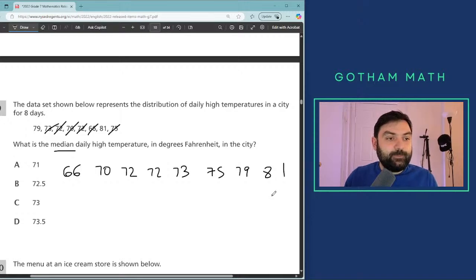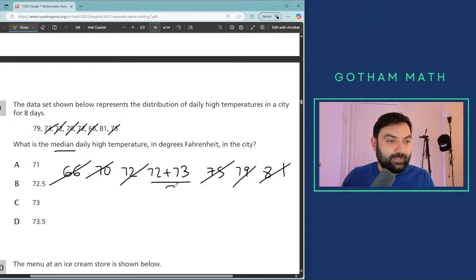Okay? Median is the number that's in the middle. So this goes away, this goes away, this goes away, this goes away, this goes away, this goes away. But we have 2. We don't have a 1. We have 2 numbers. What do we do when we have 2 numbers? We add them and divide by 2, which is just the middle in between 72 and 73. If you do it on a calculator, I'll just go ahead and say what the answer is going to be. It's going to be 72.5.